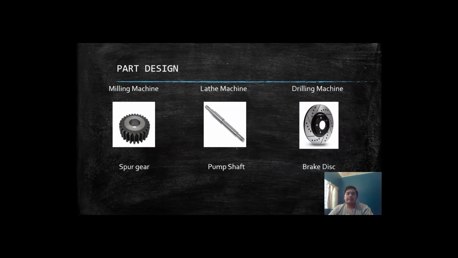Part design. In this part, our team has decided on the parts for each machine. First, for the milling machine, we choose a pair of gears. For the lathe machine, a pump shaft, and lastly, for the drilling machine, we choose a brake disc.